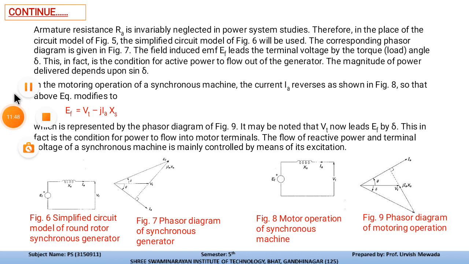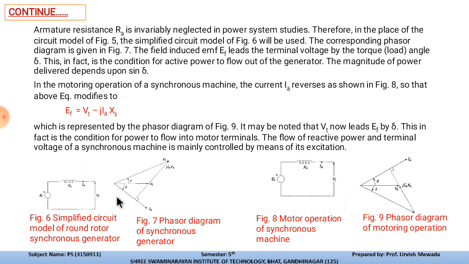Now, we already discussed that the armature resistance Ra is invariably neglected in power system studies. Therefore, in place of the circuit model of figure number 5 that we discussed in the previous slide, the simplified circuit of figure number 6 will be used. The corresponding phasor diagram is given in figure number 7. The field introduces the EMF EF. Over here you can see that EF leads the terminal voltage VT by an angle delta. That is called the torque angle, or load angle, delta.